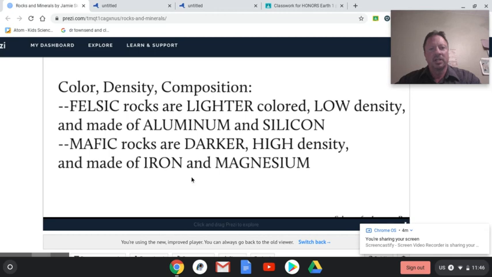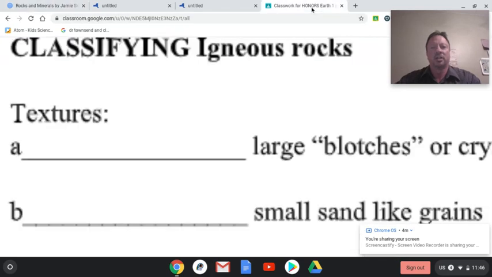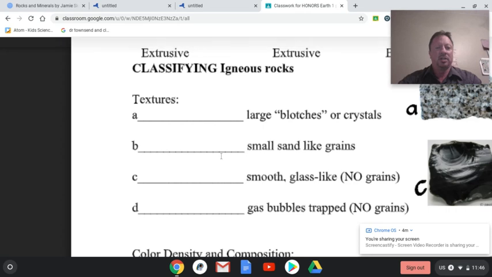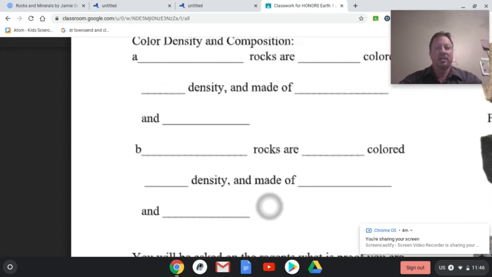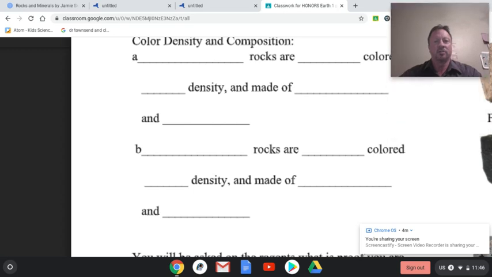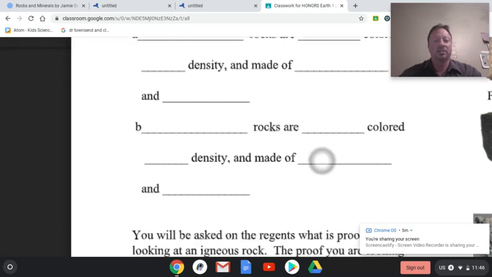Now the mafic rocks, these are darker and they're high density. And these are made of iron and magnesium. If you ever had an iron shovel or an iron rake, these are very heavy because they're very dense metals. Iron is a dark colored mineral, so it makes these rocks very dark colored. So you have felsic rocks, which are light and low density, and you have mafic rocks, which are dark and high density. And again, going into your notes, that would be right here. Okay, so again, you have felsic, light colored, low density, made of aluminum and silicon. Then mafic rocks that are dark colored, high density, made of iron and magnesium.